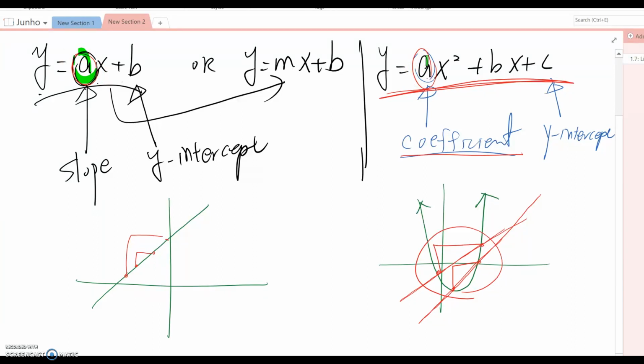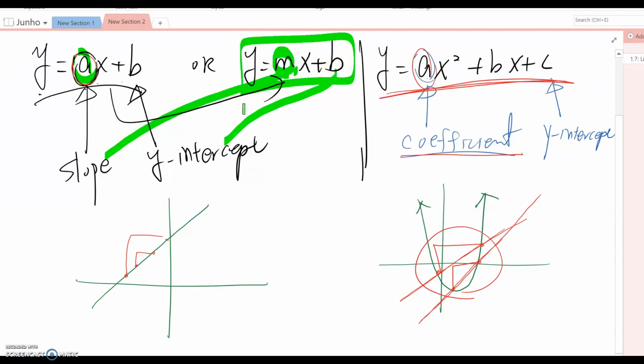Therefore, usually we write y equal to mx plus b, where m indicates slope and b indicates y-intercept. From now on, whenever we're talking about slope-intercept form, we always write y equal to mx plus b. Whenever we're talking about a linear function, the question usually asks for finding slope and y-intercept. So the first part, we're going to talk about how to find the slope.